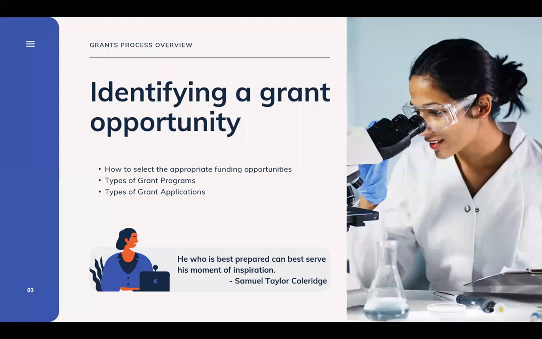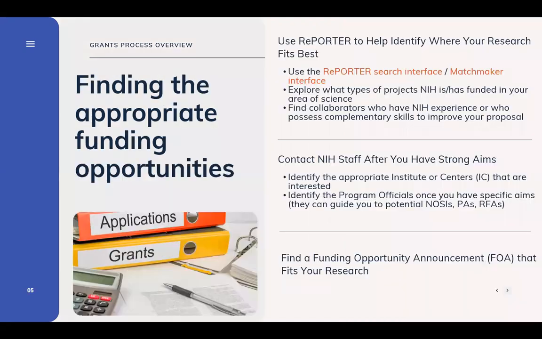So in identifying a grant opportunity, there's some things you want to think about. So first is how to select the appropriate funding opportunities, what are the types of grant programs, and then what are the types of grant applications. And then Yusha included this great quote by the English poet, Samuel Taylor Coleridge. It says, he who is best prepared can best serve his moment of inspiration. So keep that in mind as you think about finding a grant opportunity.